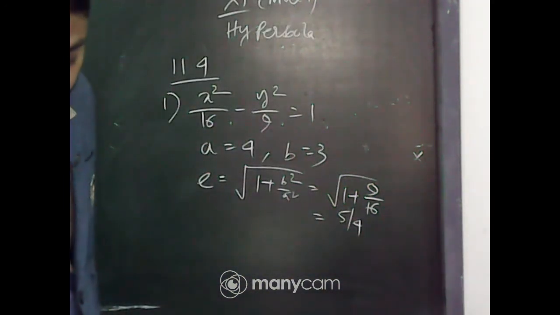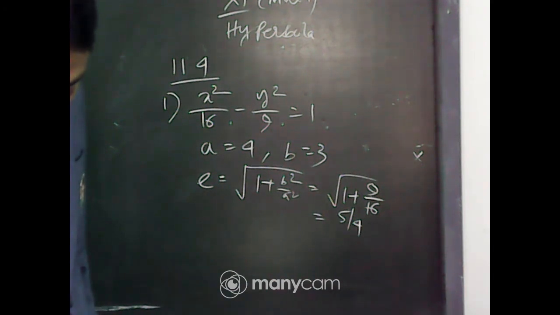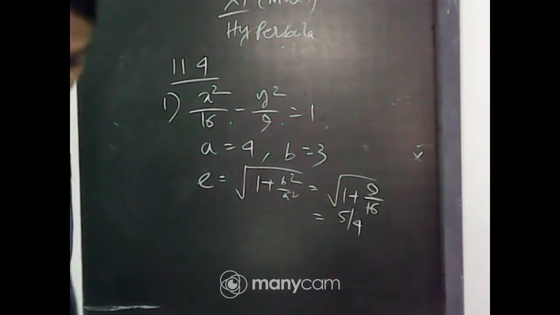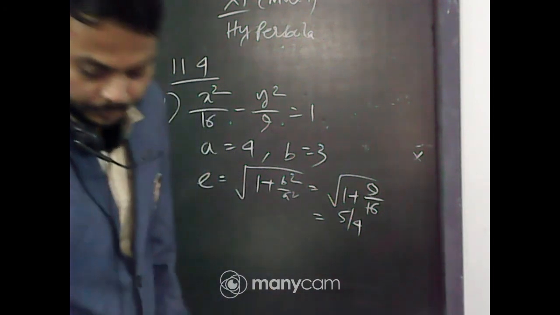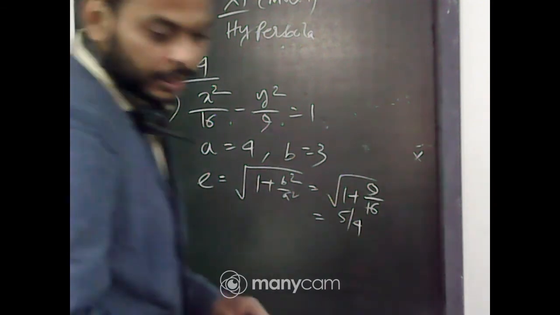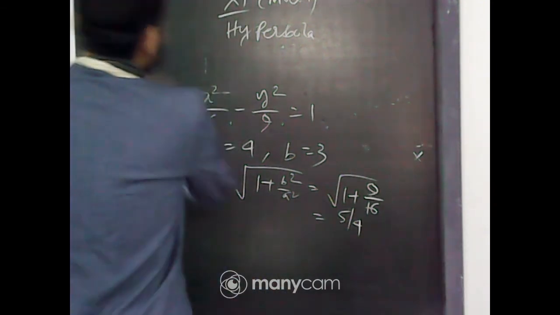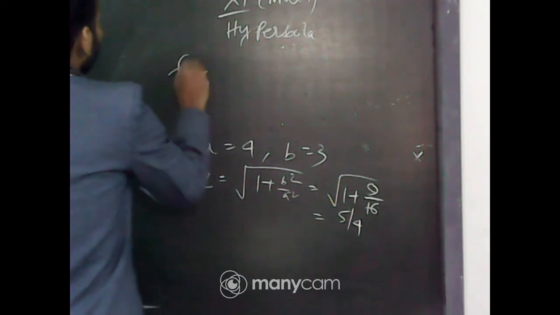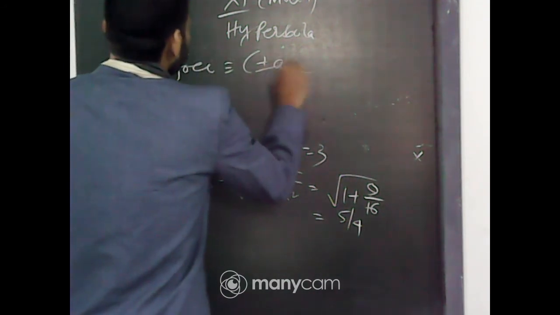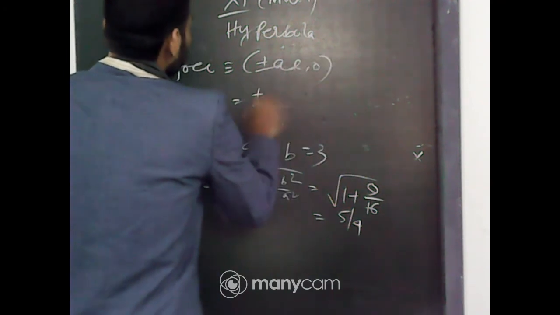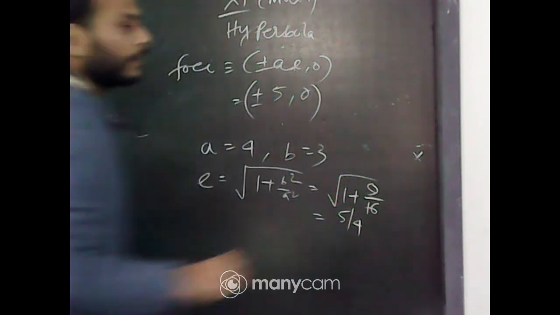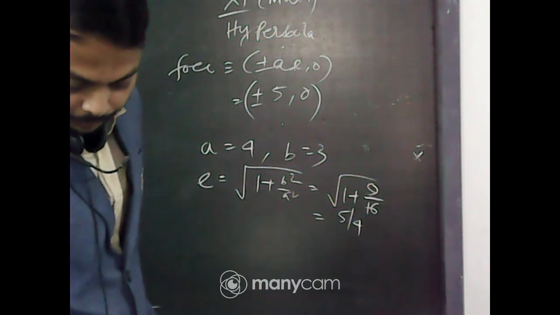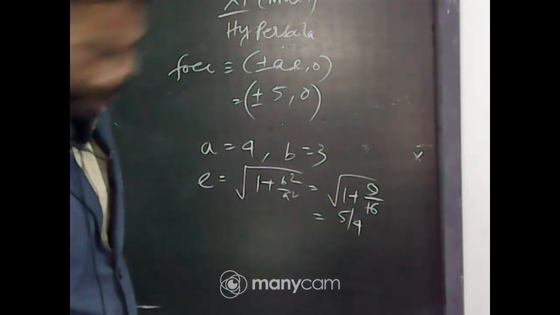So the eccentricity here is 5 by 4, is it all right? Now move on to the foci, that is plus minus ae comma 0. So plus minus ae means 4 into 5 by 4, so plus minus 5 comma 0, that is the foci. Eccentricity is already done, and foci are plus minus 5 comma 0.